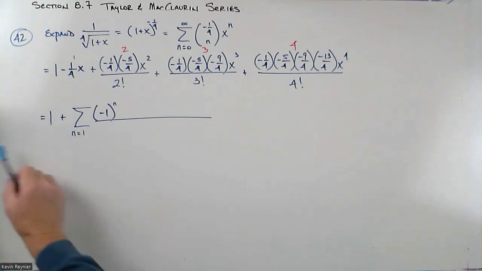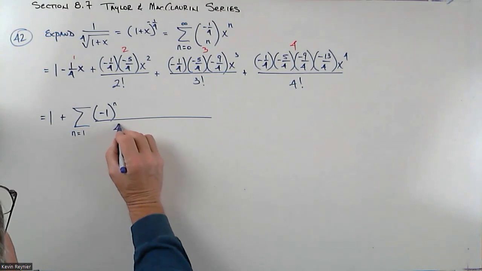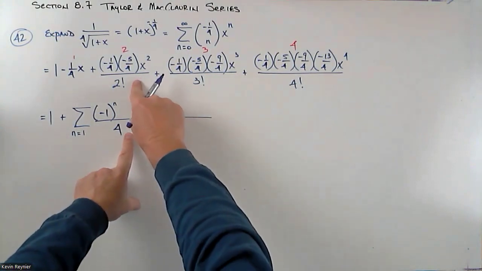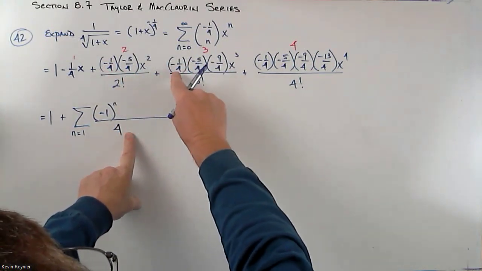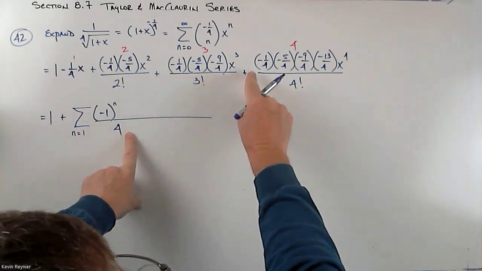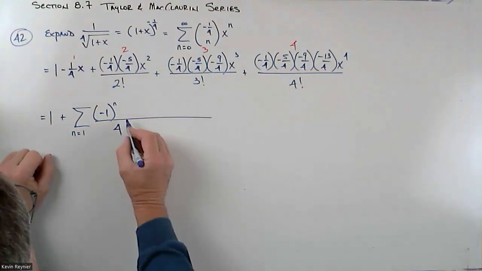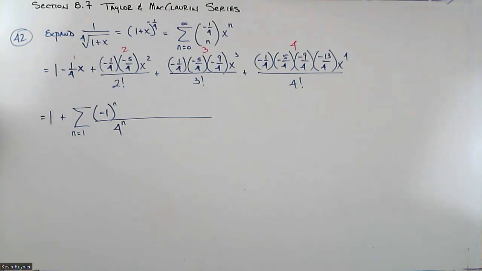So I'm starting at 1. This is 1. So I have 4 down here, right? To the first. Here, it would be 2. We would have 4 times 4. Here would be 3. We have 1, 2, 3, 4s. Here would be 4. We'd have 1, 2, 3, 4 4s. So if we do n is 1, this just turns out to be 4 to the n.